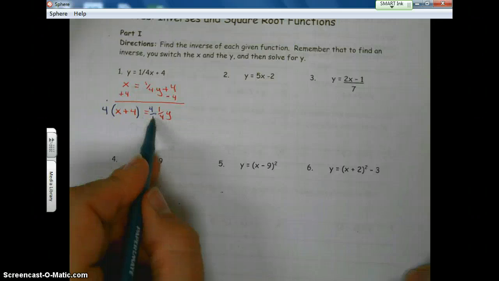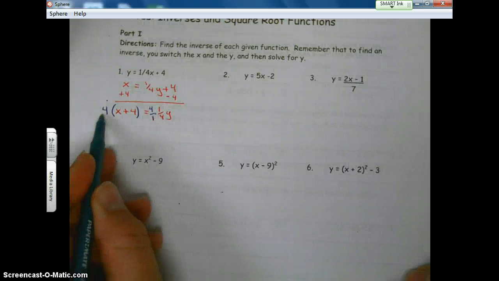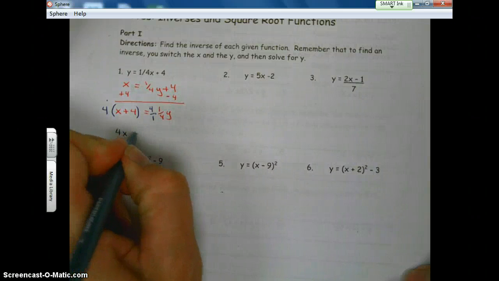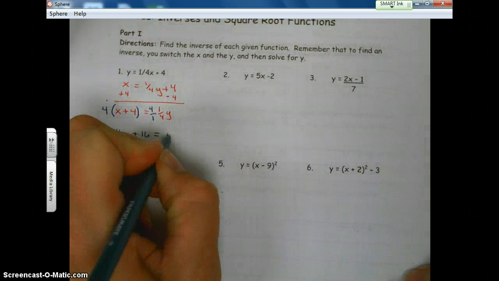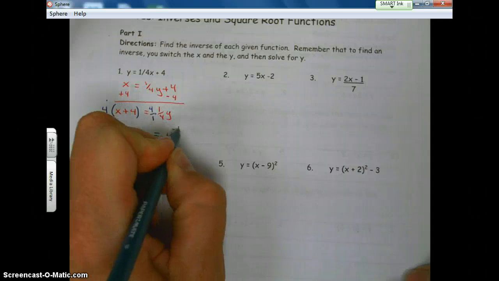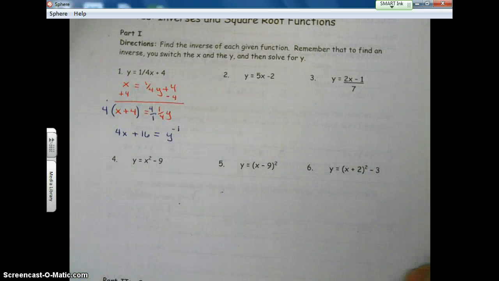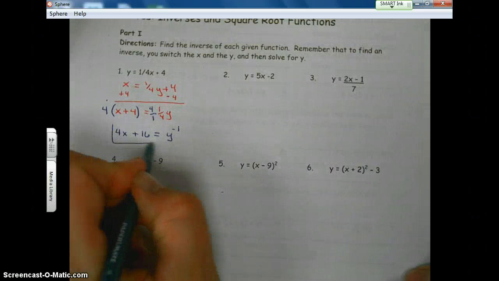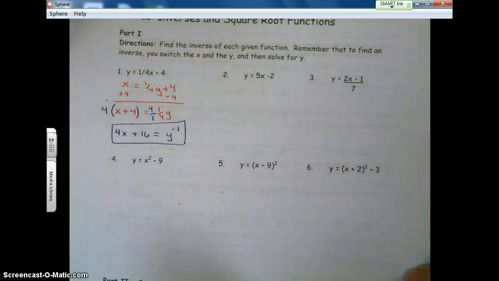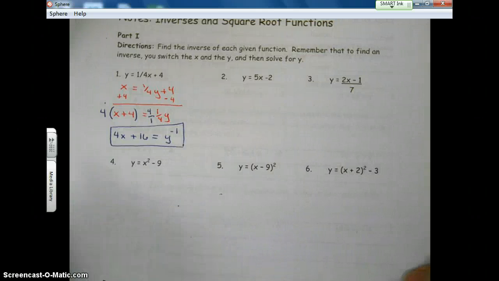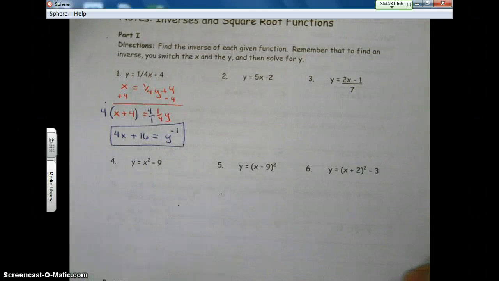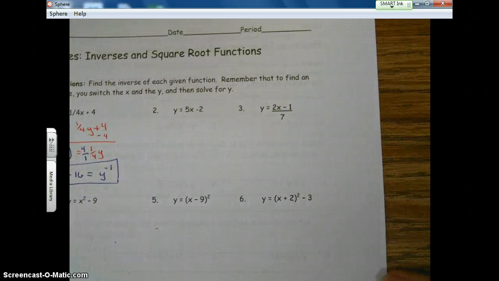So 4 over 1 is the same thing as multiplying by 4. So we're going to get 4x plus 16 equals, do not forget, some of you are forgetting to put the inverse on the y. So this is our inverse function. Okay? So notice our original function was linear. The inverse is also linear. Let's take a quick look at number 3.